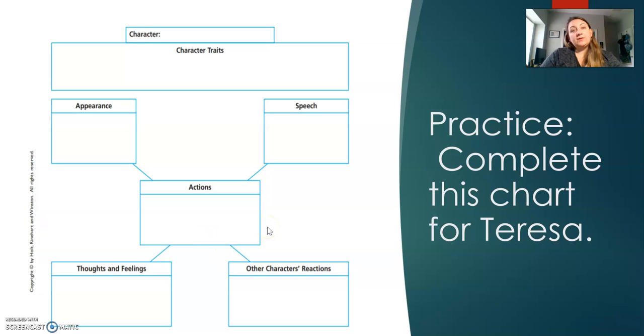It doesn't have to be a formal thing. You can just jot down some bullet points and then maybe write a D next to anything that's direct and an I next to anything that's indirect, and just send me a picture or an email showing me what character traits you found for Teresa for 7th grade. And that's the last video for the review for this week.